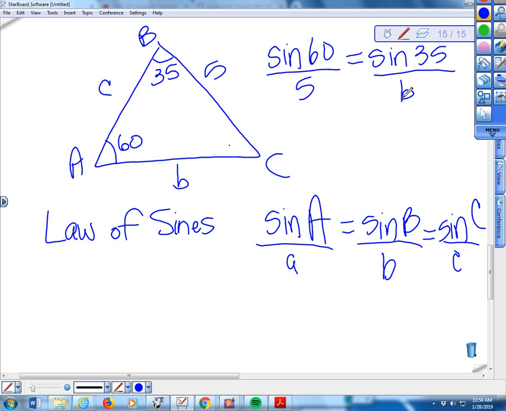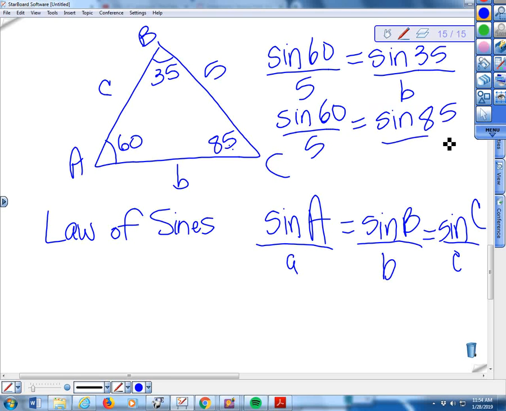I can set those ratios up to solve for one of the sides. Okay, and because I could solve for this, 95, that's 85, right? I could also set up sine 60 over 5 equals sine 85 over side C. Just using these ratios.